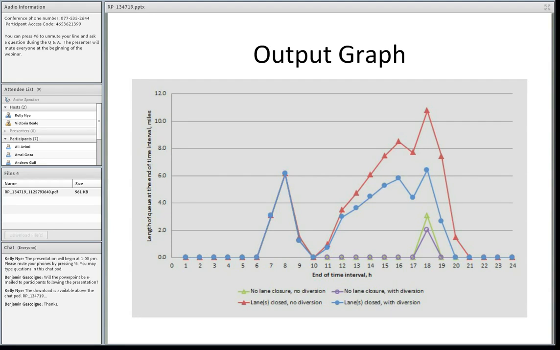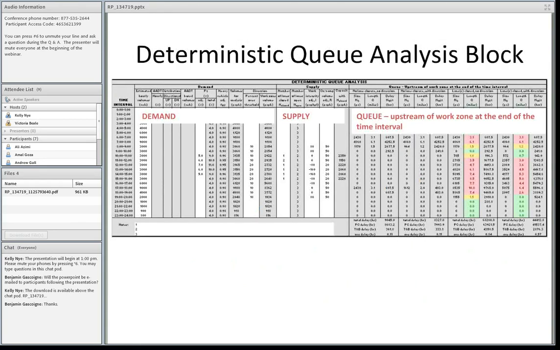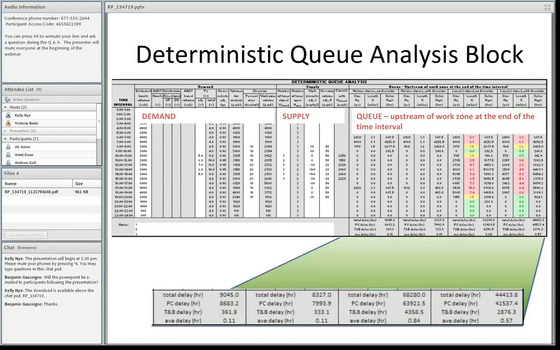Okay, so we're going to zoom in here on a little bit more of the analysis, which is a total delay, passenger car delay, delay to trucks and buses or large vehicles, and an average delay. These things are calculated for each of the 4 different analysis scenarios. So that's with and without the work zone, with and without the diversion. And this information is actually useful as an input into our road user cost tool, which will be presented in a short bit.